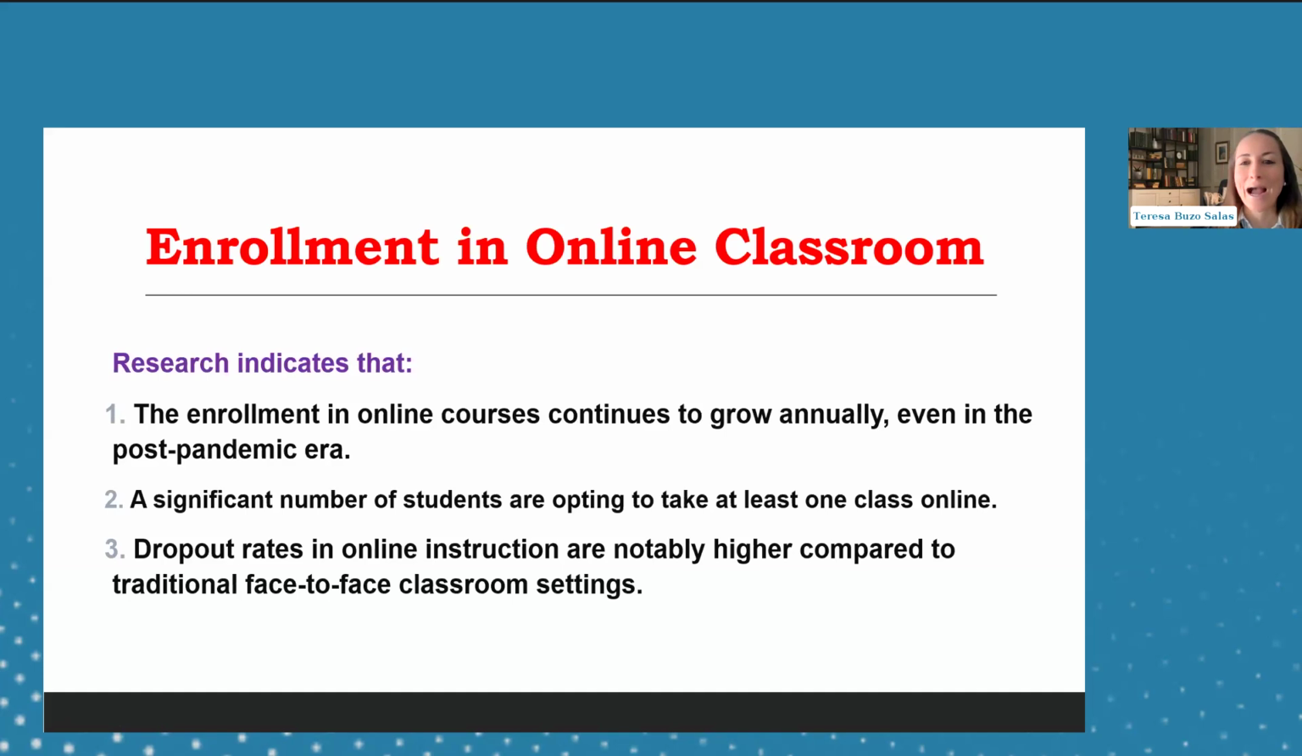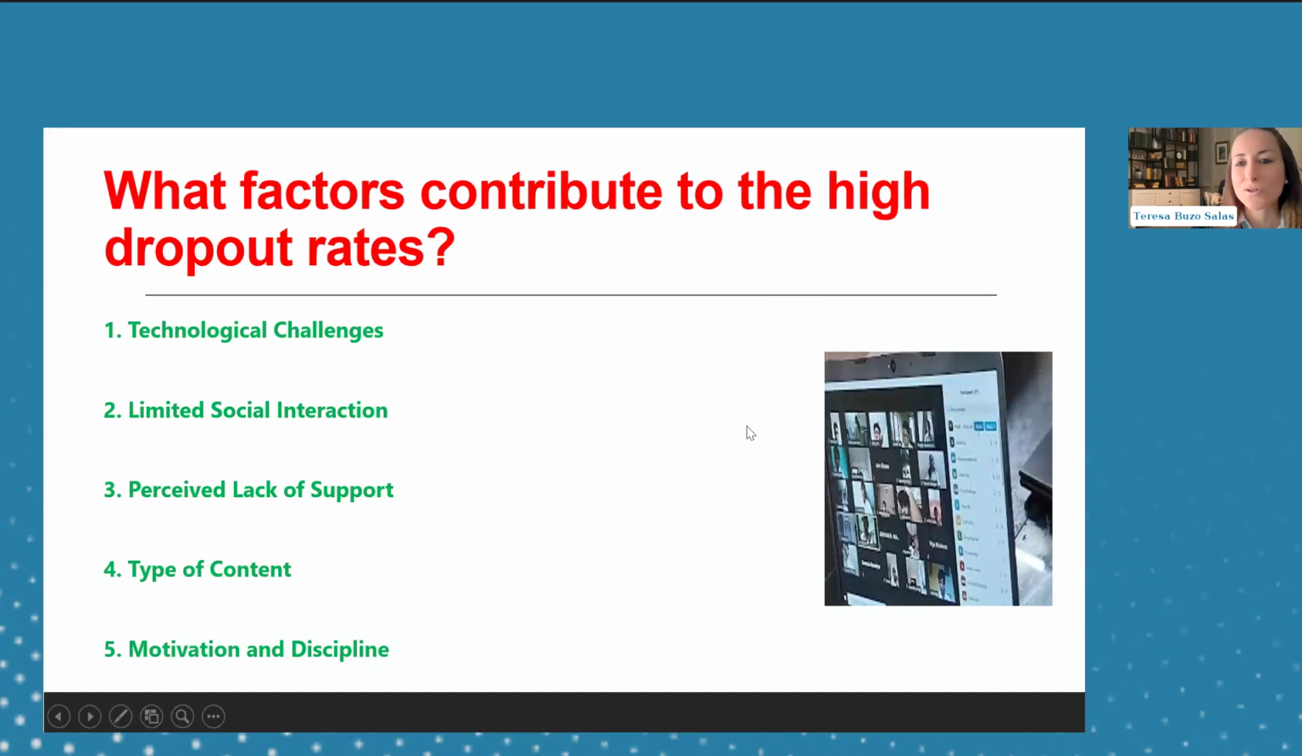Let's see what factors contribute to the increasing number of students who decide to drop out of the class. There are many, but I'm just going to highlight the main ones, and then we are going to explain them one by one. One is technological issues, then limited social interaction, and perceived lack of support.